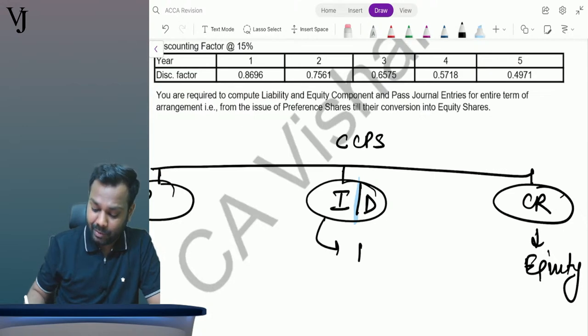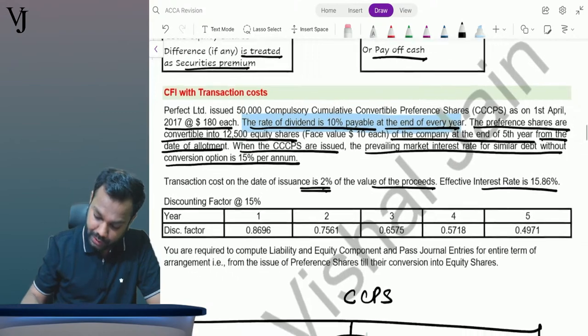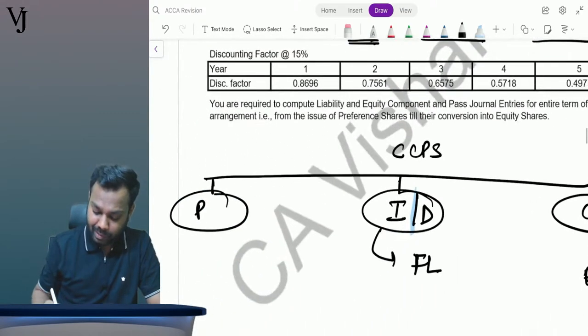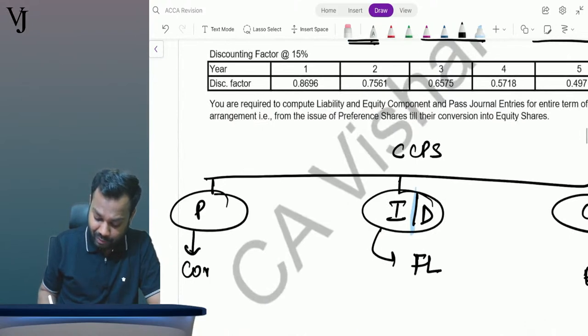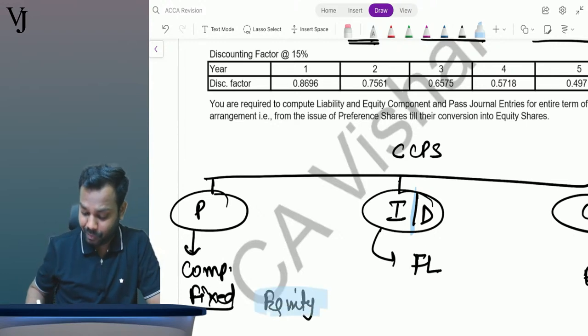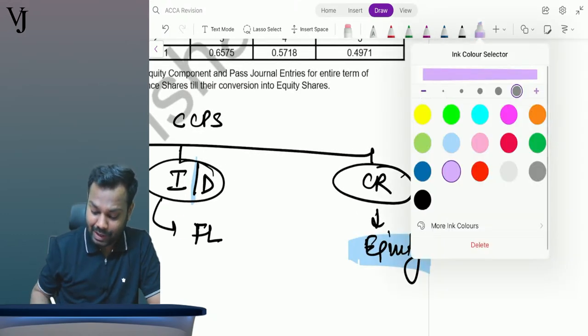There is a contractual obligation and hence it becomes a financial liability. Now the preference shares are convertible into 12,000 equity shares. The principal is compulsorily convertible into a fixed number of equity shares, meaning thereby it is equity. So this is equity and only this is financial liability.